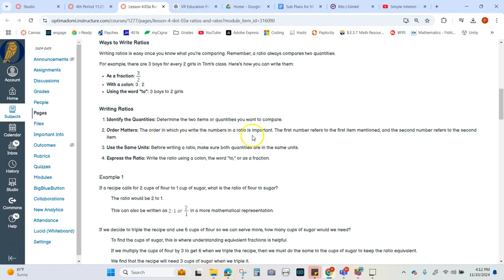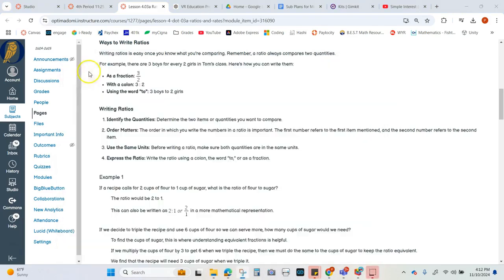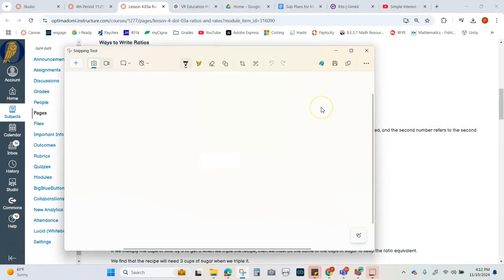Second, the order matters. The order in which you write the numbers is so important. Let's say we have the example in Mr. Smith's class. We want to see what the ratio of students to turtles is. So there's 25 students in this class, and there's one turtle, one pet turtle.